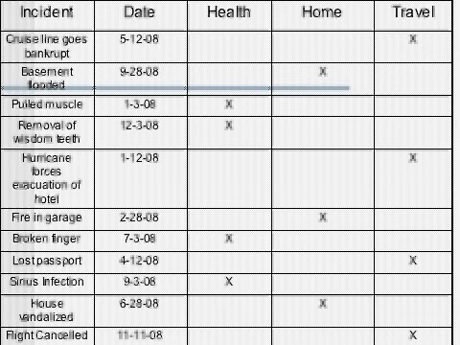from happening. The first two columns in the chart list a particular negative incident followed by the date of the occurrence. The last three columns are used to indicate what type of event the incident was, either health, home, or travel.